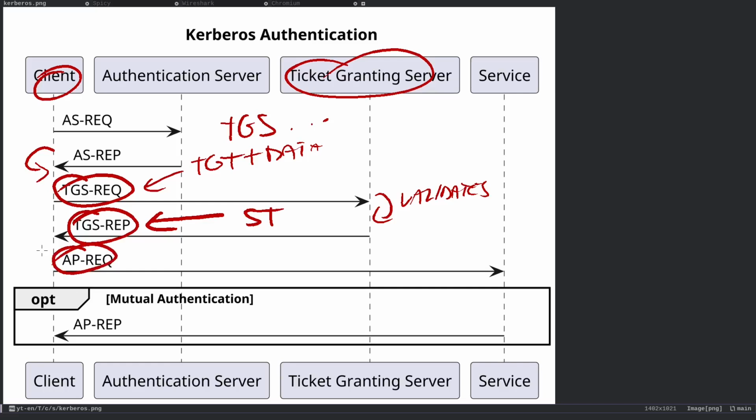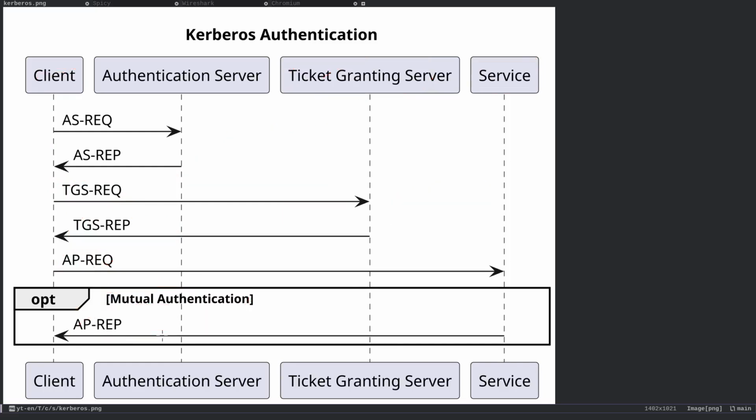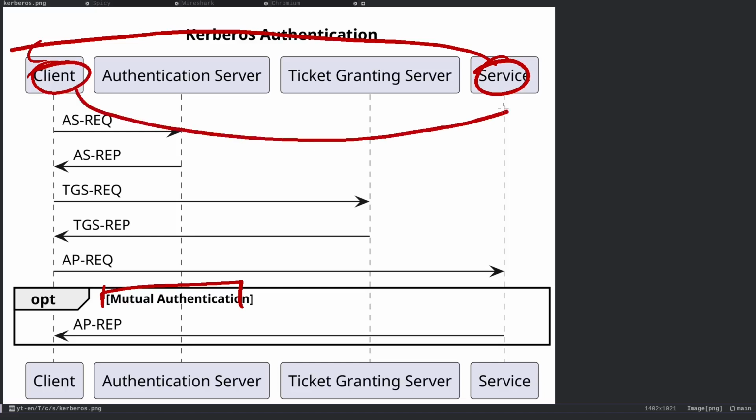The client then uses the service ticket to prepare the AP-REQ, which is the request to actually access the service, and if mutual authentication is required, the service will reply with an AP-REP containing another proof of authentication. Mutual authentication means the service will authenticate the client, but the client can also authenticate the service. The first side of authentication, that is the service authenticating the client, is always there.